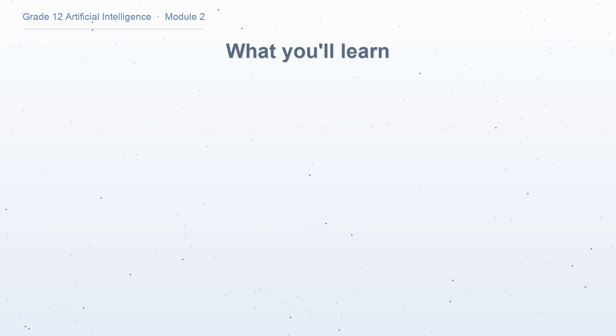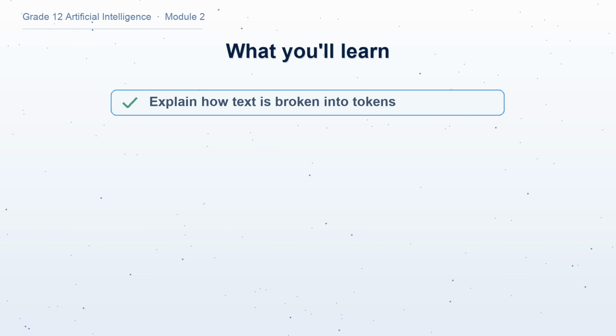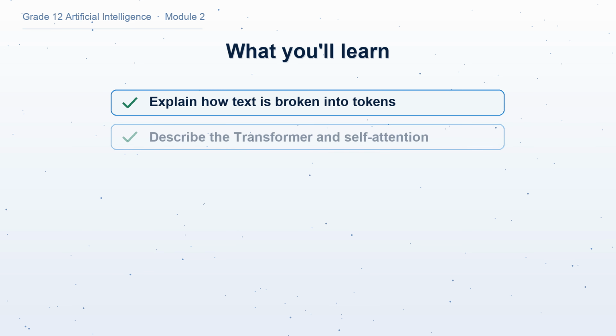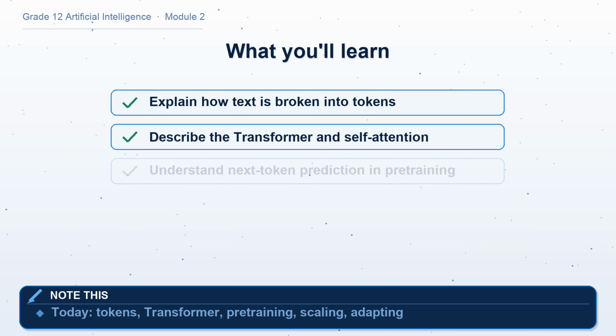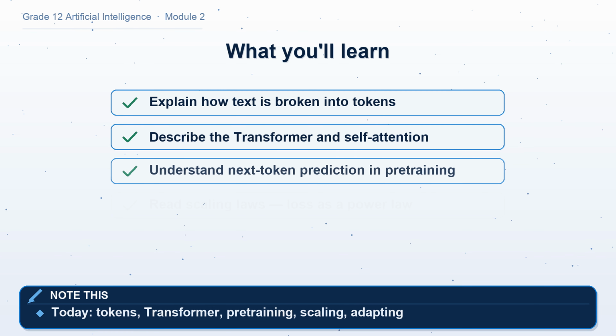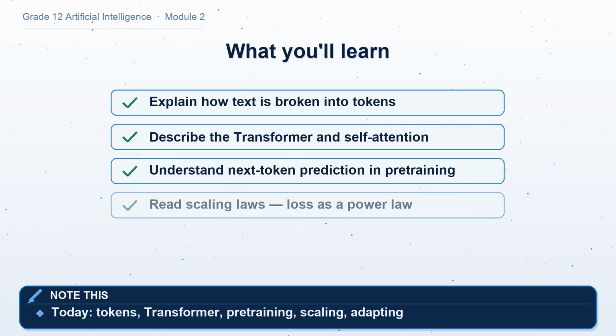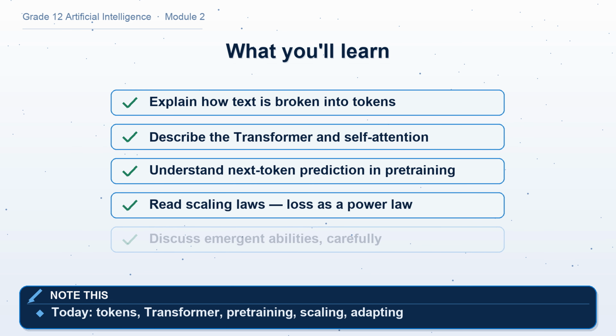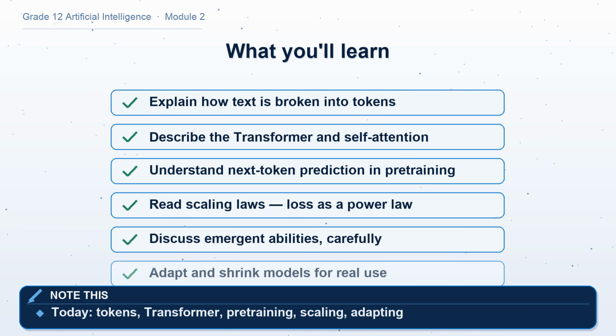We'll start by turning words into tokens. Then we'll step inside the transformer and meet self-attention. We'll see how the next token prediction objective trains the model and how its loss falls as a power law when we scale. We'll discuss emergent abilities with care and finish with how we adapt and shrink models for real-world use. A language model does not read letters or whole words the way we do.